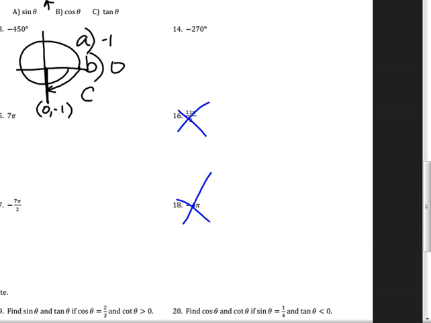And the tangent of this angle. I can't do TOA because there are no sides in this triangle. Tangent is y over x. The y is negative 1 over 0. What's negative 1 over 0? Undefined. UND, or UNDEF, I see that more.